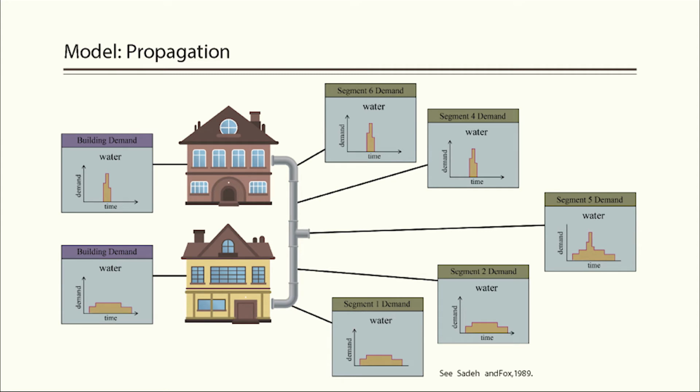Once demand profiles have been loaded for each building and house, they are propagated out into the network in order to find the load on each network component. The precise details of the propagation mechanism are beyond the scope of this presentation, but they can be found in the reference below.